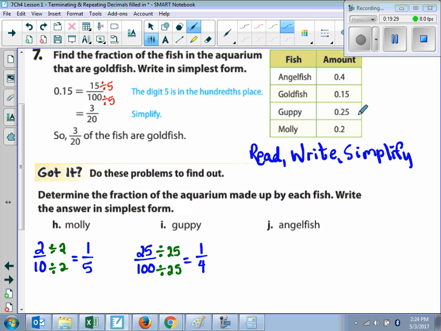And then finally, for the angelfish, we have 0.4, which read correctly would be 4/10. Then to simplify, we can divide by 2 in the numerator and in the denominator. So when we divide and simplify, we end up with 2/5. So 4/10, or 0.4, written as a fraction, is 2/5.